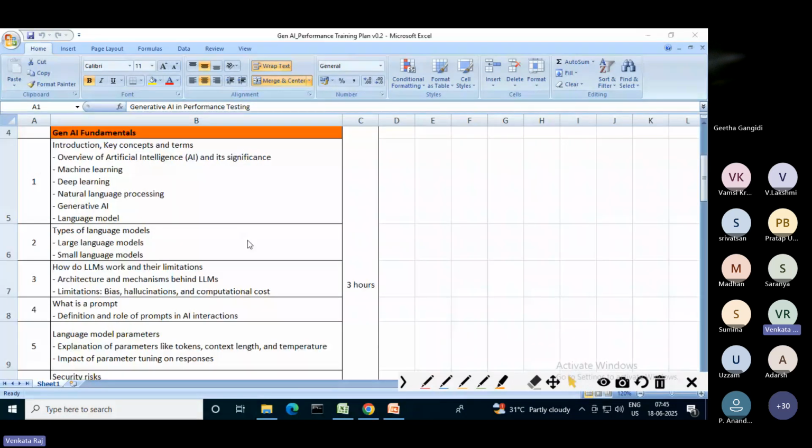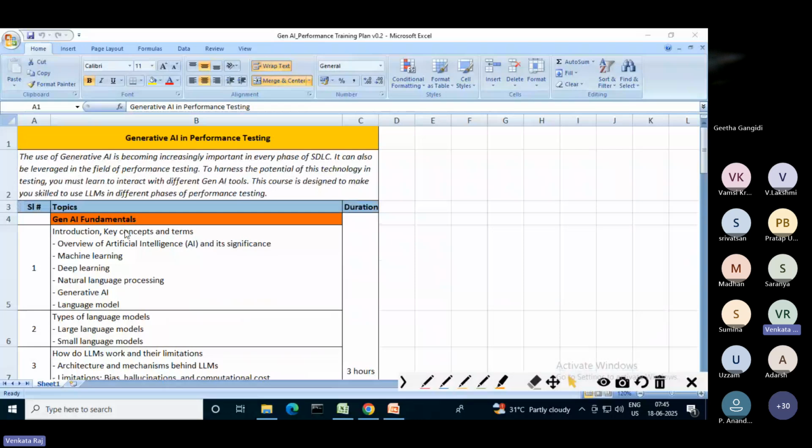The first topic which we are going to cover is generative AI fundamentals. To keep everyone on the same page, because everyone might not be at the same level on generative AI. I have interacted with so many people who have heard about generative AI, but some people think it is rocket science, some people think it is very easy, and some are aware of it, some are not. So to bring everyone on the same page, first I'll discuss the generative AI fundamentals.